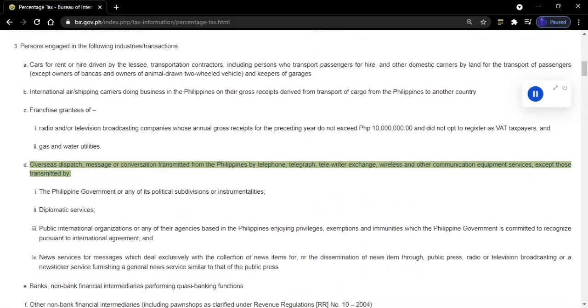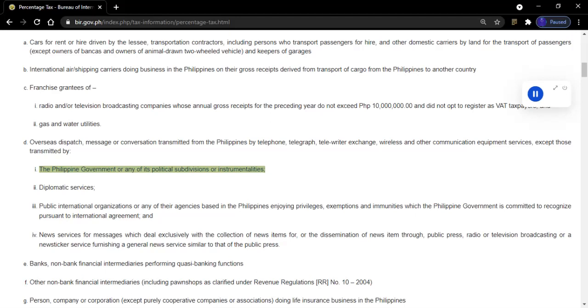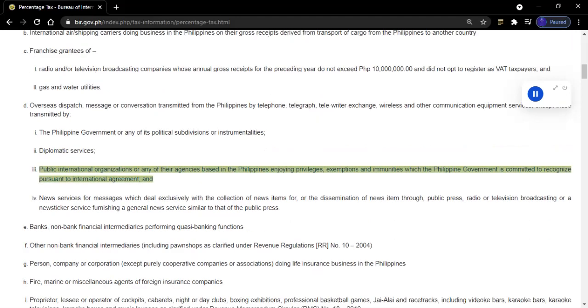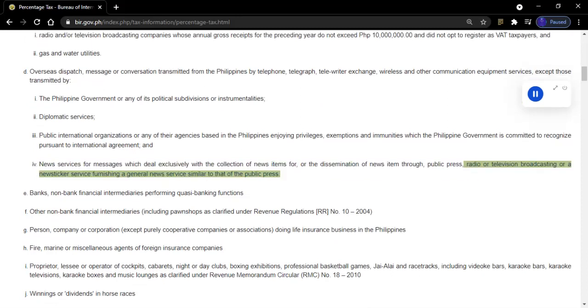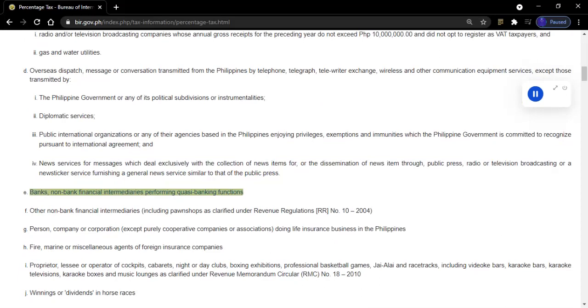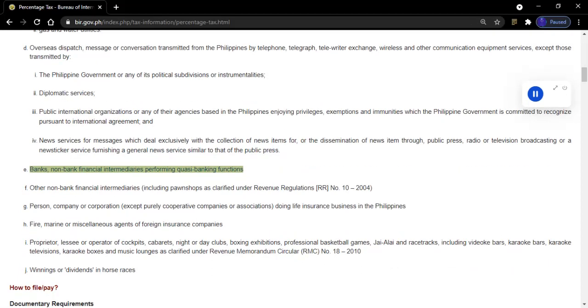Overseas dispatched message or conversation transmitted from the Philippines by telephone, telegraph, telewriter exchange, wireless and other communication equipment services, except those transmitted by the Philippine government or any of its political subdivisions or instrumentalities. Diplomatic services. Public international organizations or any of their agencies based in the Philippines enjoying privileges, exemptions and immunities which the Philippine government is committed to recognize pursuant to international agreement, and news services for messages which deal exclusively with the collection of news items for, or the dissemination of news items through, public press. Radio or television broadcasting or a news ticker service furnishing a general news service similar to that of the public press. Banks, non-bank financial intermediaries performing quasi-banking functions.